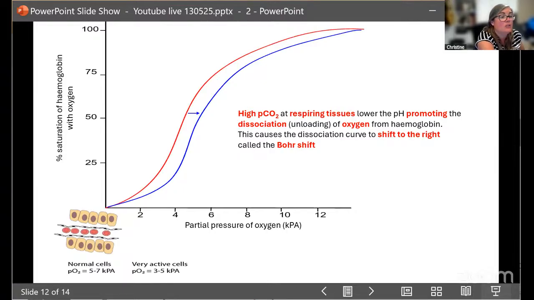Yes, it is okay to write just SEN in the exam. Yeah, more activity, more CO2, therefore more O2 release. Absolutely.